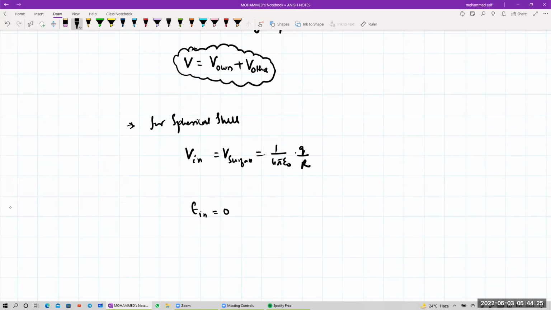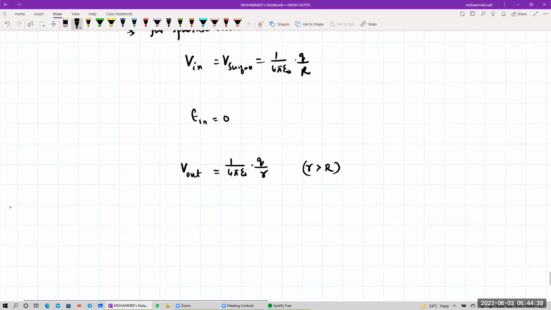Whereas for the spherical shell, what is the potential outside beta? Potential outside will be equal to 1 by 4 pi epsilon naught into Q divided by small r. Here this small r is greater than capital R beta. Okay? Whereas electric field outside will be equal to how much? It is not 0. It will be 1 by 4 pi epsilon naught into Q divided by R square.